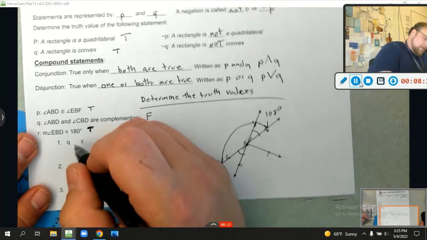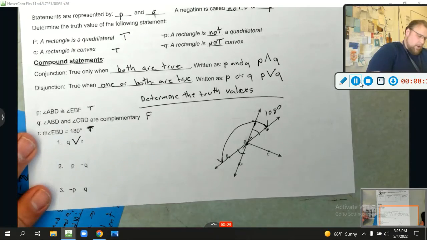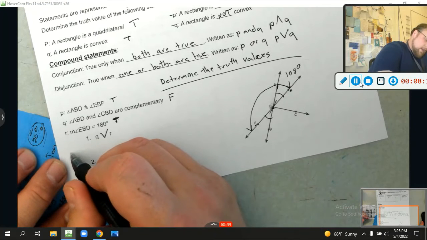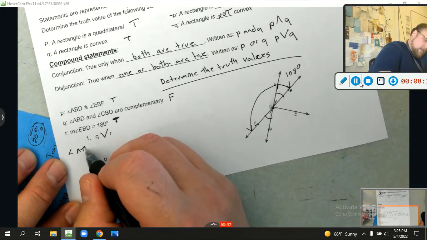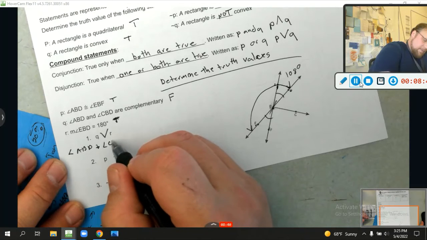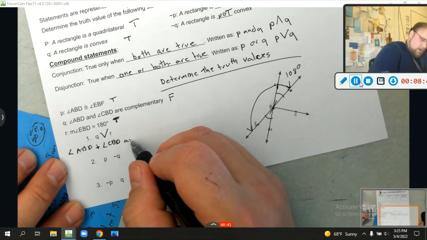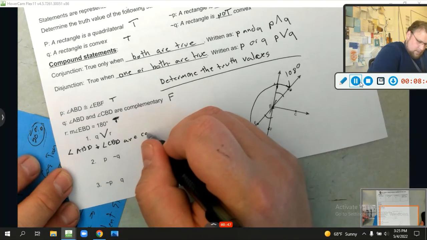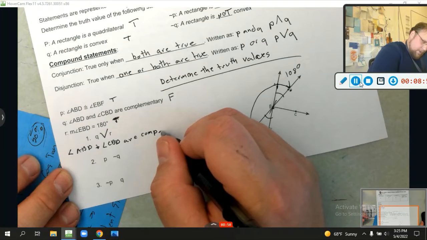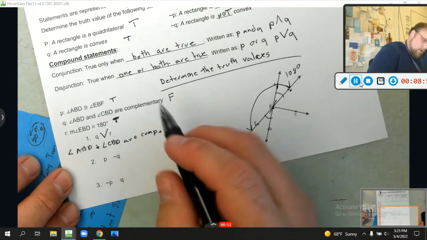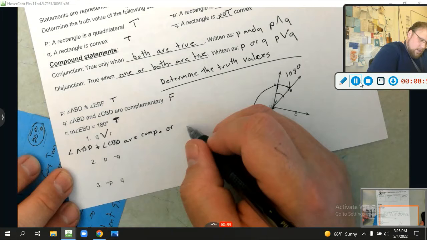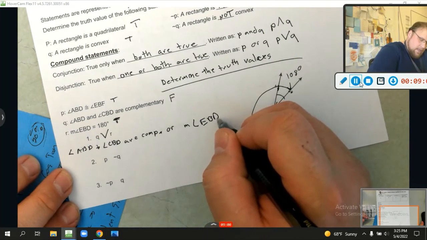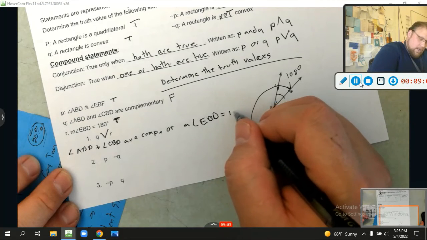So let's look. Let's do Q or R. What is the statement we've created right here? It is angle ABD and angle CBD are complementary, and it's Q or R, or the measure of angle EBD equals 180 degrees.